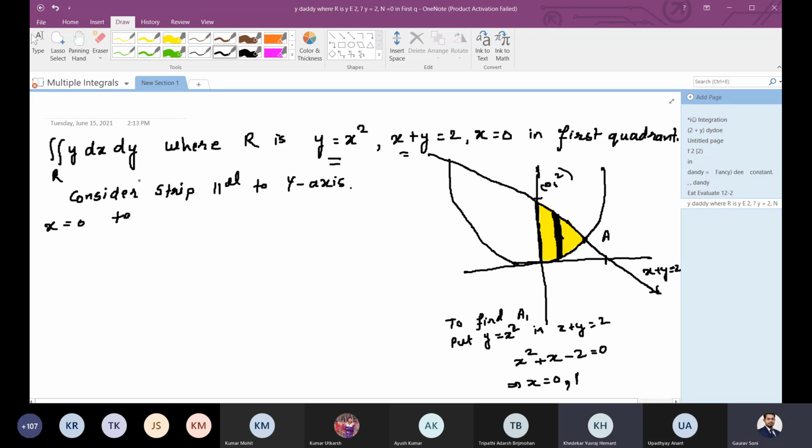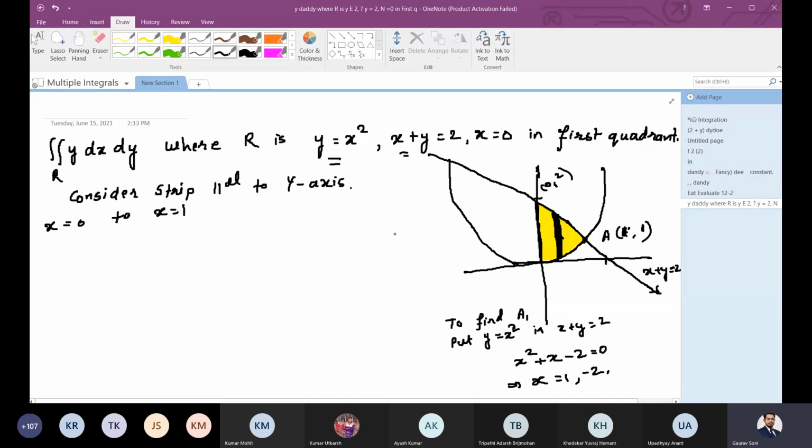There is something on the left hand side too, right? A negative value of x should also come. Yes sir, minus 2. Yes, exactly. So x is equal to 1, comma, minus 2. So this point's x coordinate is 1 and y coordinate will also be 1. So x is running from 0 to x equal to 1.